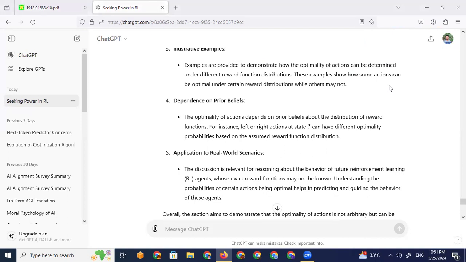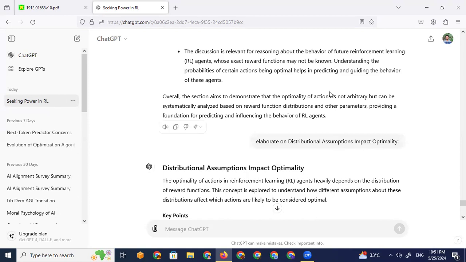So, application: the discussion is relevant for reasoning about the behavior of future reinforcement learning agents whose exact reward function may not be known. Understanding the probabilities of certain actions being optimal helps in predicting and guiding the behavior of these agents. Overall, the section aims to demonstrate that the optimality of actions is not arbitrary but can be systematically analyzed based on reward function distributions and other parameters. Okay, providing a foundation for predicting and influencing the behavior of the agents.